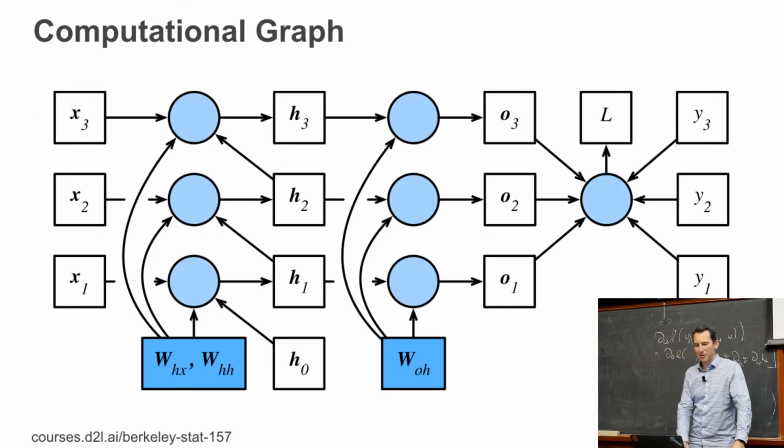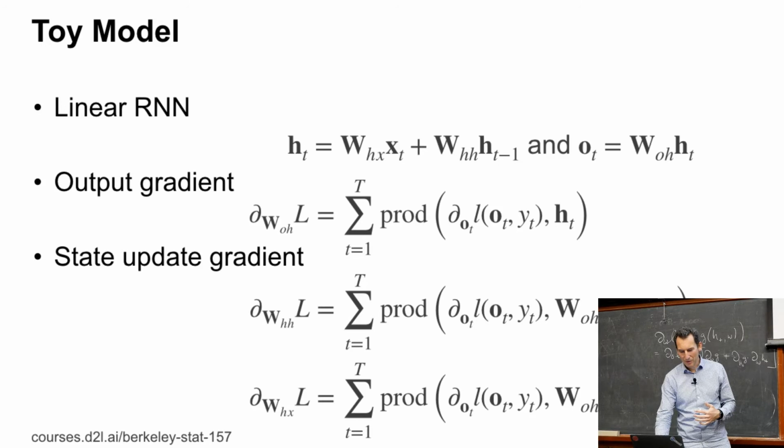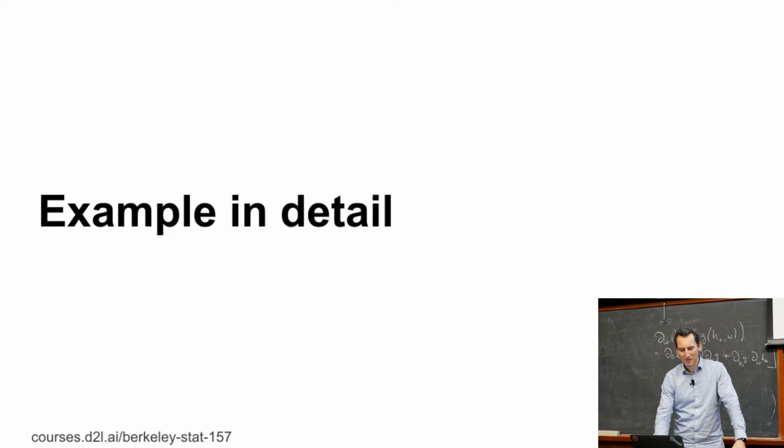So let's actually look at the computational graph. This is for a 3-step RNN, a very explicit model, where let me just write the equations first. So I have H_t is W_hx times x_t plus W_hh times h_{t-1}, and then o_t is W_oh times h_t. So it's an entirely linear model, right? No nonlinearities whatsoever. This is really about as dumb and simple as it goes.